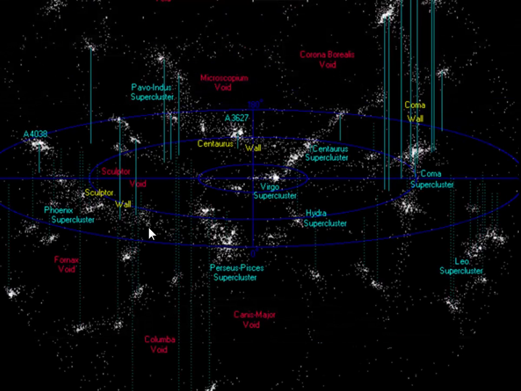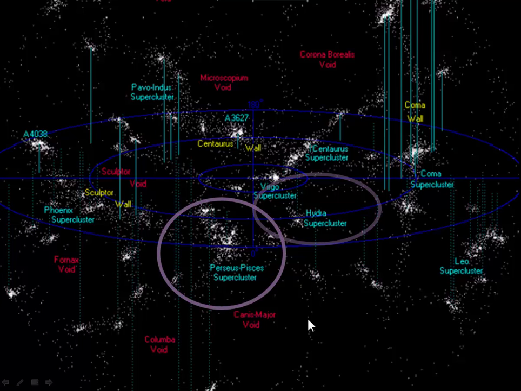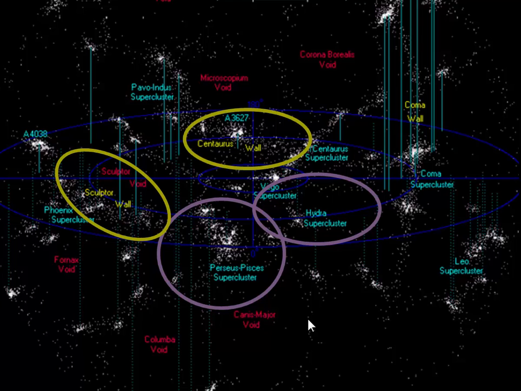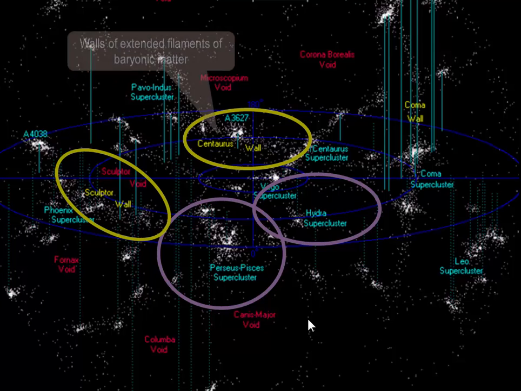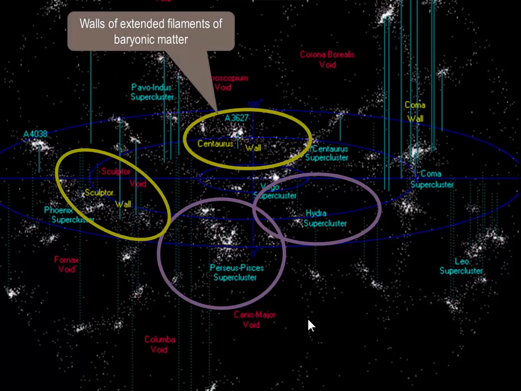Now, this is quite interesting. This is a very large-scale view of our universe. Here we have a supercluster. There's another supercluster. Between these superclusters, we have what are called walls. It's just lots of material where there is matter. In fact, they're basically extended filaments of baryonic matter.